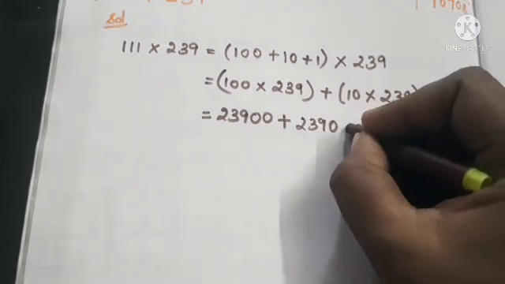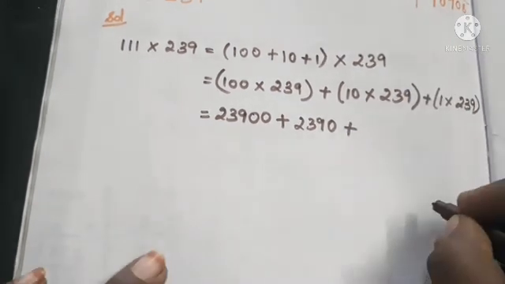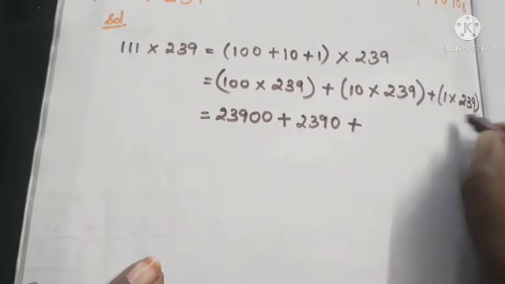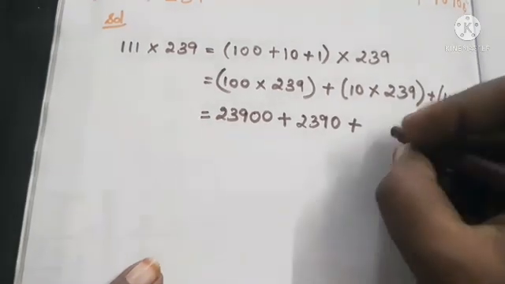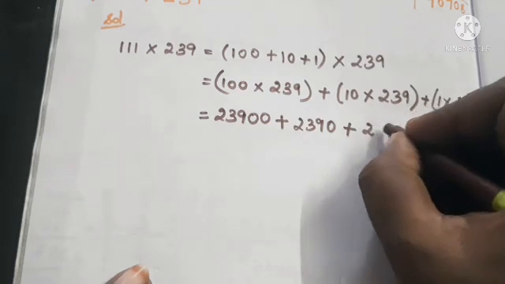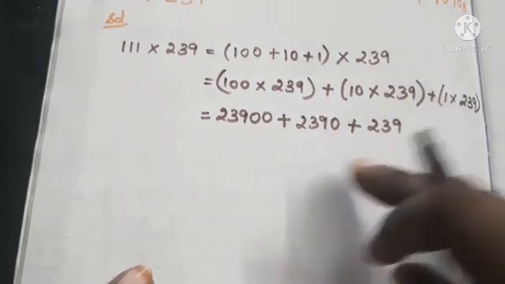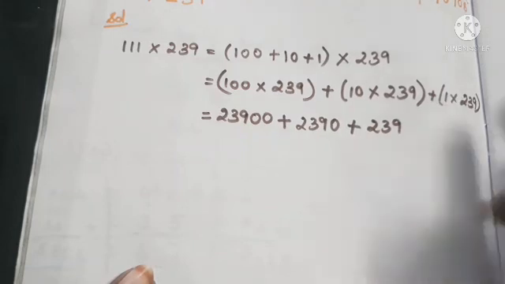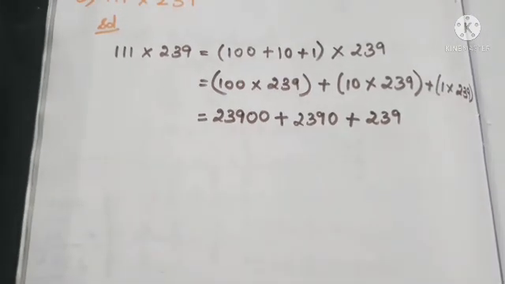Then next the plus symbol is there. So place the plus symbol. Next we have to multiply 1 by 239. We know if you multiply 1 by any number we will get the same number. So we will get 239. So now we got the products. All these products we have to add. Okay? So we can add the products.